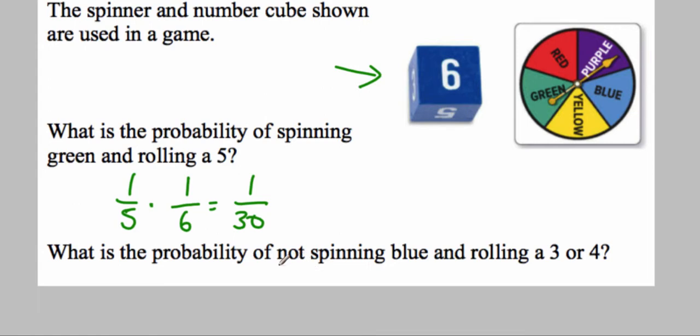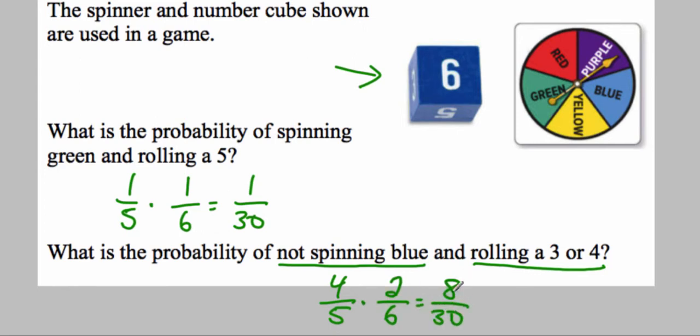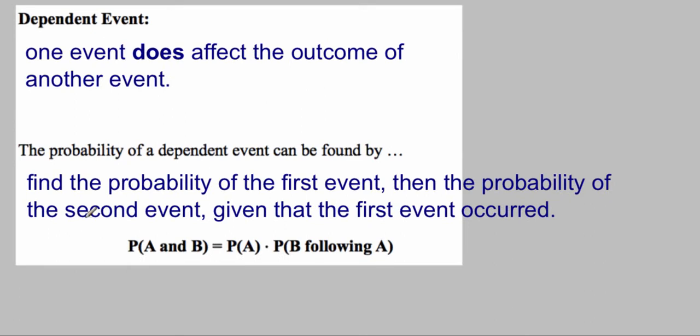So what's the probability of not spinning blue? Well, there are 4 things you can get that aren't blue out of 5 possibilities. And then what's the probability of rolling a 3 or a 4? Well, that gives me 2 possibilities out of 6. Multiply those together, and I get 8/30. And of course, we always look to simplify. In this case, we can divide by 2, and we get a probability of 4 out of 15. So you're simply finding the probability of each event separately and multiplying them together, something we did in one of our earlier lessons. But now is where we get to something new, a dependent event.